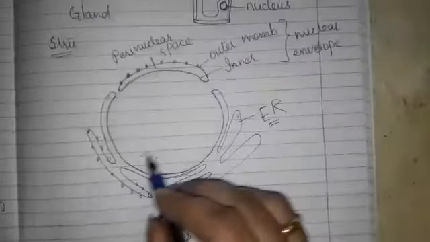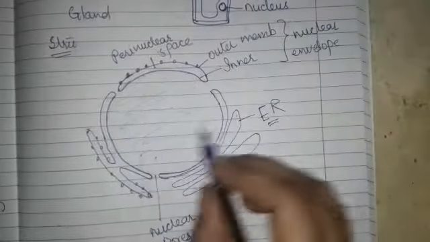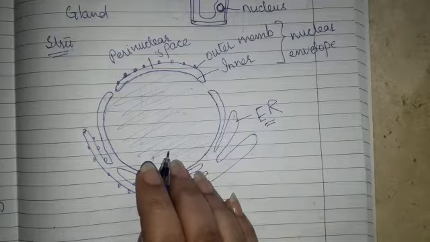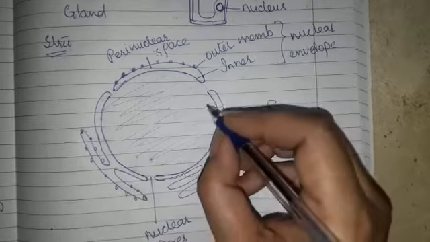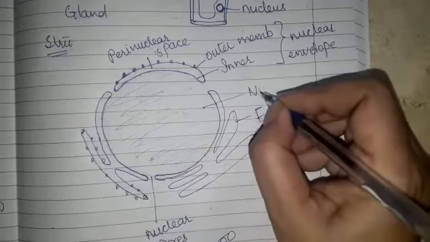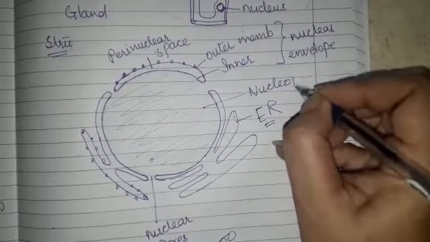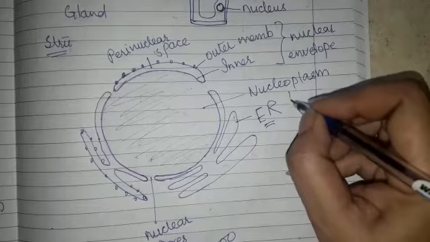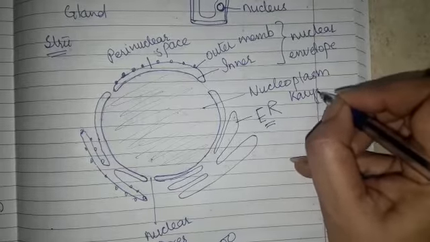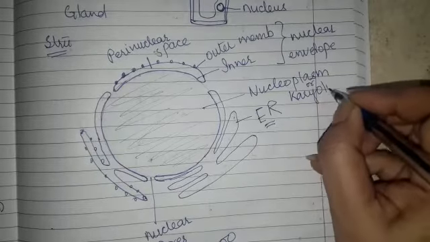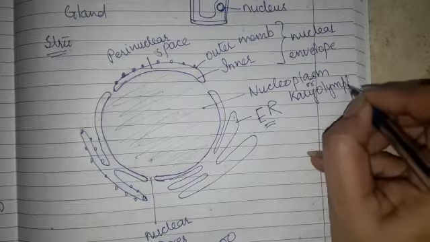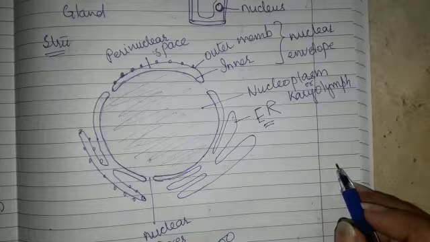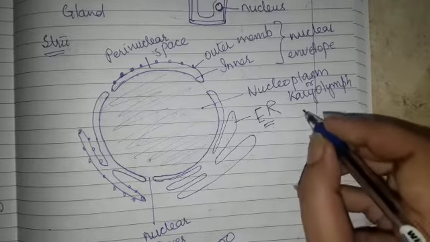Now, inside the nucleus is present a fluid material which is called nucleoplasm. Nucleoplasm is also called karyolymph. The nucleus is filled with a fluid material which is called karyoplasm or karyolymph.